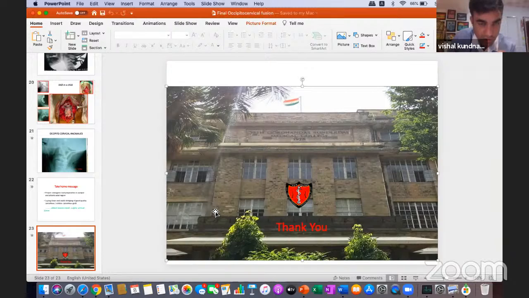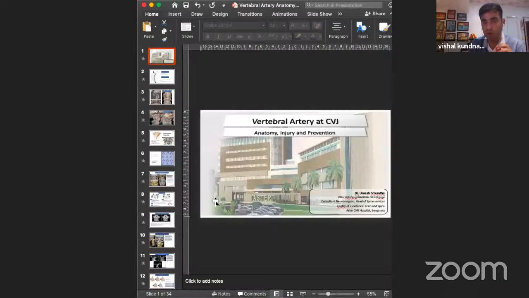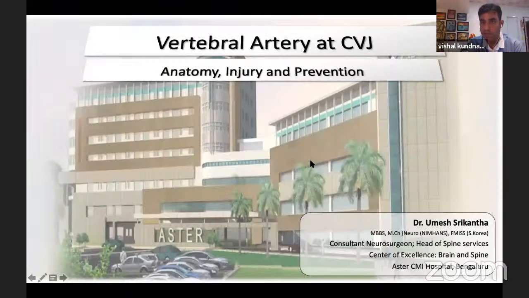Vertebral artery injury and vertebral artery anatomy is the single most common factor which is responsible for 99% fear and probably 1% of disastrous complications that can happen in the CV junction. Maybe Umesh can help us to overcome our fear, 99% of it, and 100% of our complications related to vertebral artery injury. Umesh, over to you.